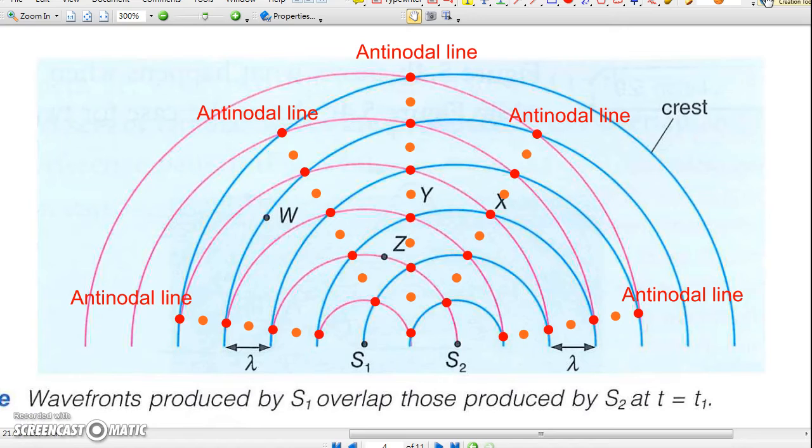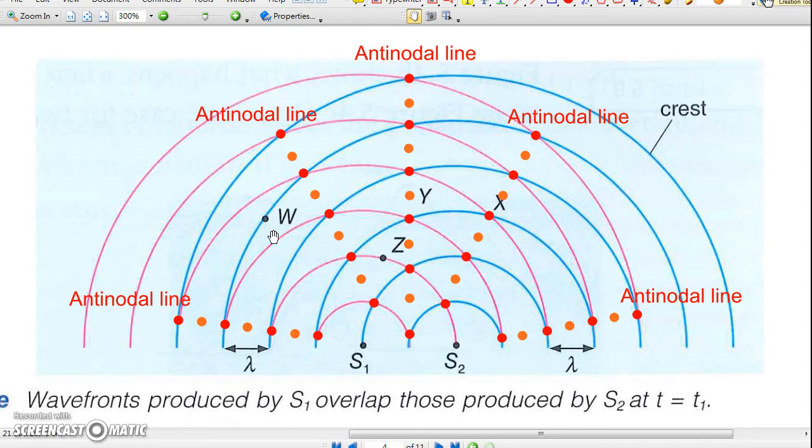Similarly, let's see how nodal lines are formed. Now, look at W. There's a crest from S2 and a trough from S1. The resultant is a 0 displacement. Half a period later, there's a crest from S1 and a trough from S2. The resultant is still 0. At other instants, there may be a smaller displacement from S1, and it always meets with an identical but opposite displacement from S2, as S1 and S2 are in phase. In fact, the resultant at W is always 0. We say there is a destructive interference. The case is similar at point Z.